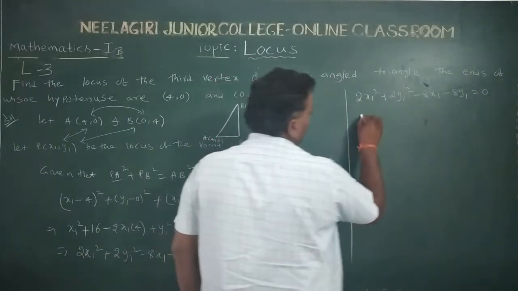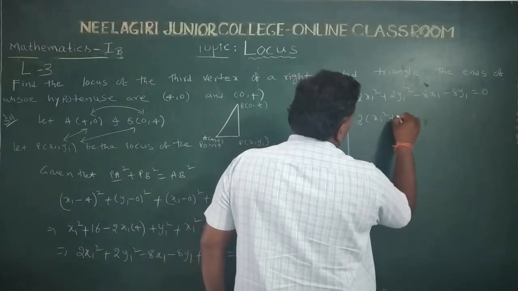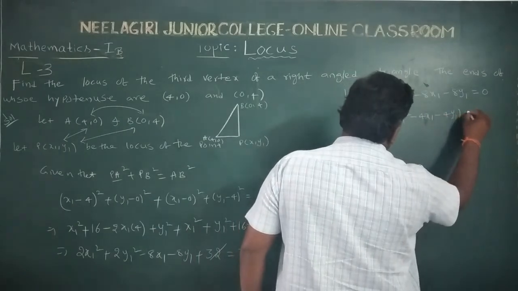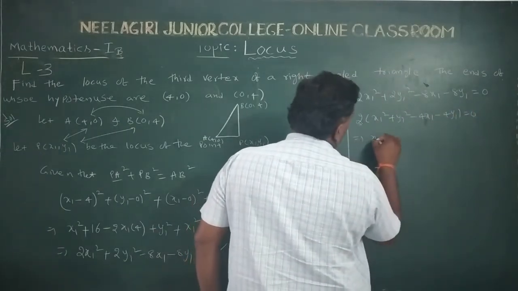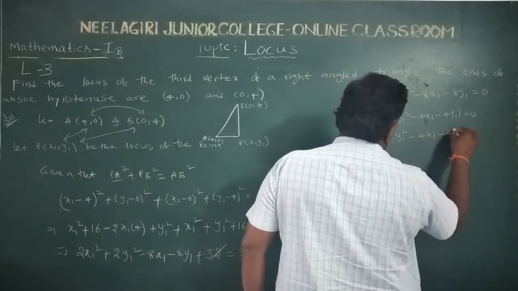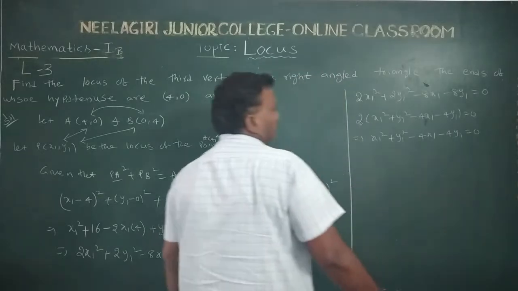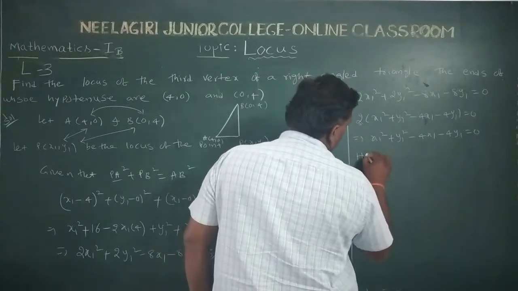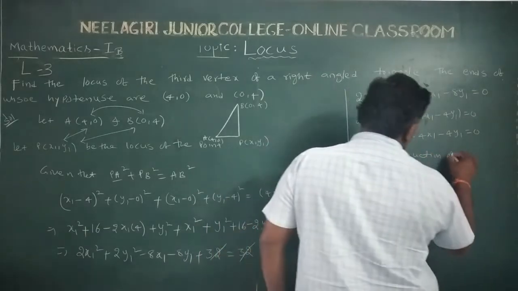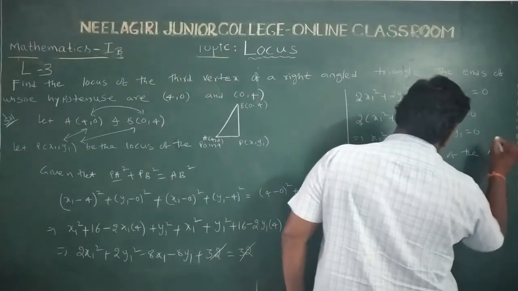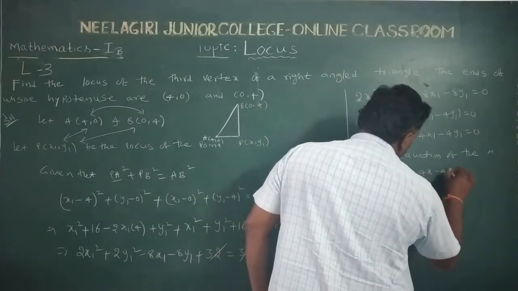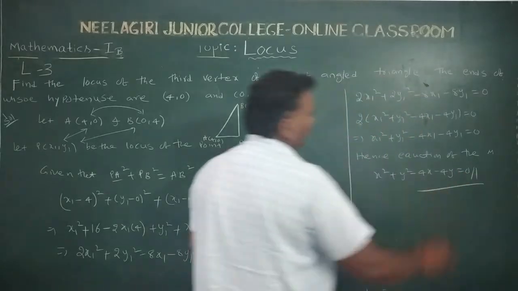The common factor is 2. x1 square plus y1 square minus 4x1 minus 4y1 is equal to 0. Hence the equation of the locus is x square plus y square minus 4x minus 4y is equal to 0.